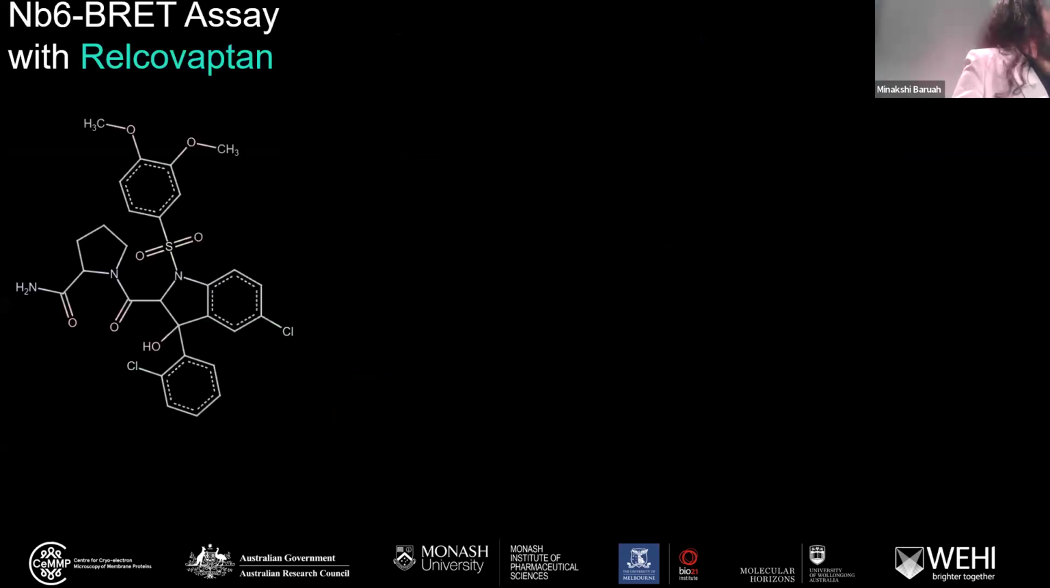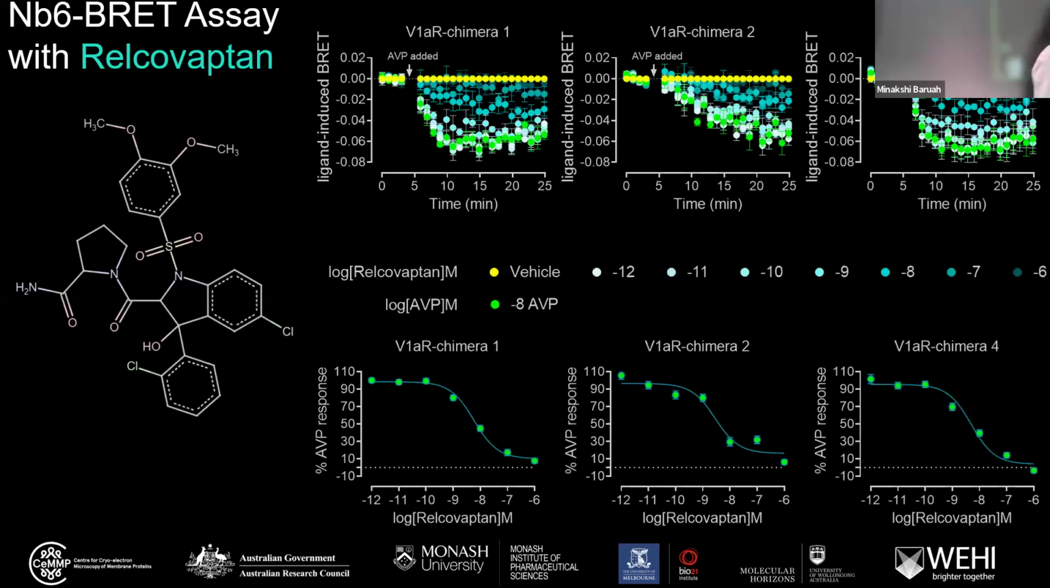First, we tested the V1R selective antagonists that I already mentioned previously. With increasing antagonist concentration, we got inhibition of nanobody 6 dissociation from the receptor. And with maximum antagonist concentration, we got complete inhibition of nanobody 6 dissociation. This suggests that these antagonists bind to the receptor, put it in an inactive conformation, and prevent the dissociation of nanobody 6 that was previously observed in response to AVP.